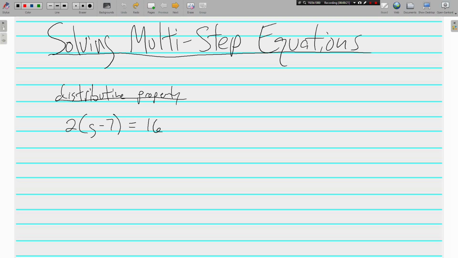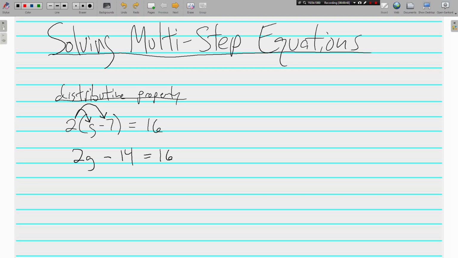2 times g gives us 2g. And 2 times -7 gives us -14. If it still helps you to draw the arrows so you remember what you're doing, great. Remember to always look at the sign on your left. This is a -7, so we get -14 equals 16. Now it's a two-step equation, still using our same steps.